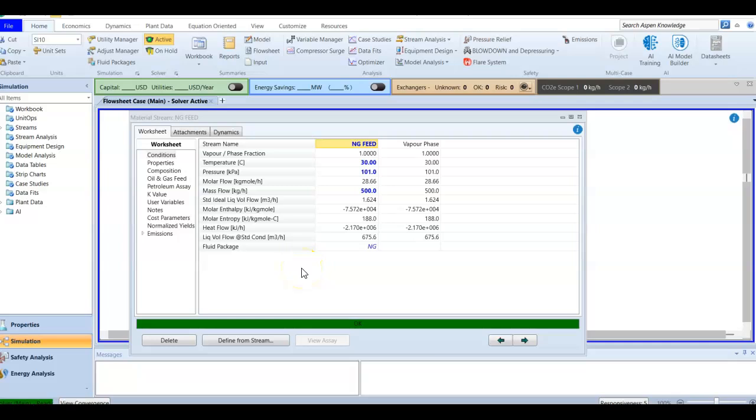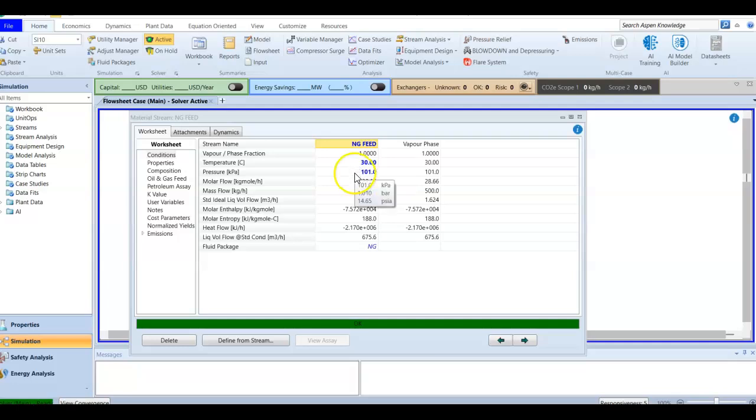So previously we have created this material stream, natural gas feed, and the units that we used were temperature in degrees Celsius, pressure in kilopascal, and mass flow in kilogram per hour. If we get closer to the temperature, we will find that it is displayed in degree Fahrenheit and also degree Celsius. So 30 degrees Celsius means we are talking about 86 Fahrenheit.